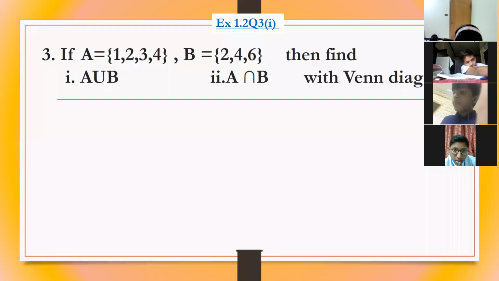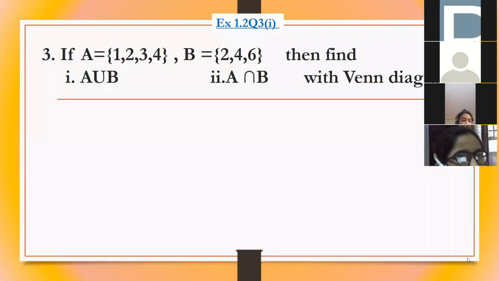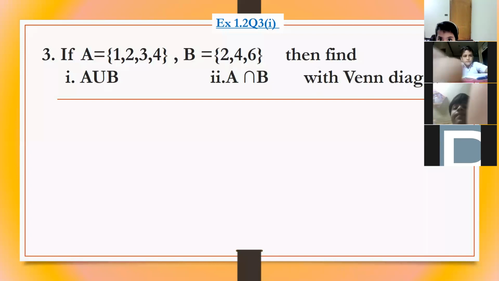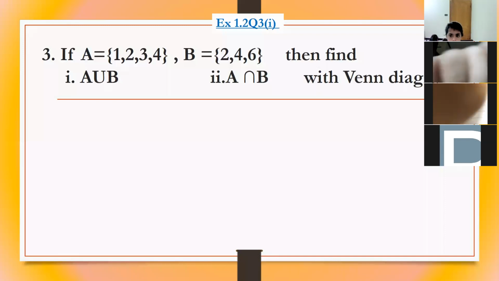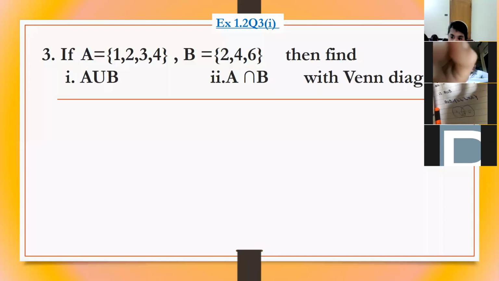Miraj, have you done? Usman, have you done? Aun, can you show me on the screen how we can draw the Venn diagram? Yes, Aun. Quickly. A union B: 1, 2, yes. 1, 3, 4 is written.